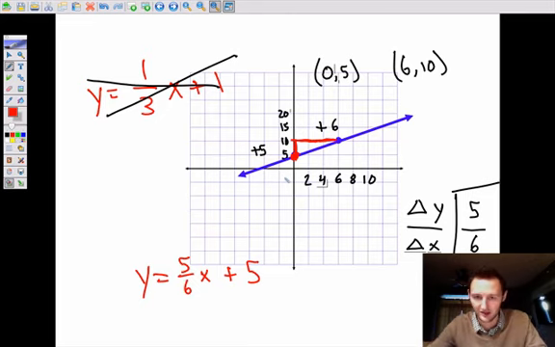I would say most of the time it's going to be scaled by 1, but not all the time. So please make sure you check the scale, and make sure that you're actually counting what's happening to the y values and what's happening to the x values for those coordinate points.